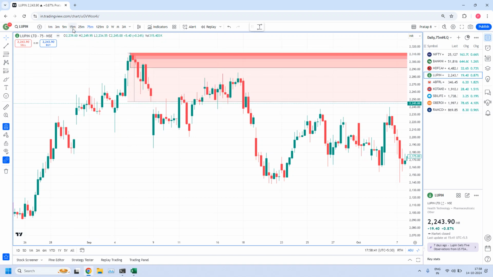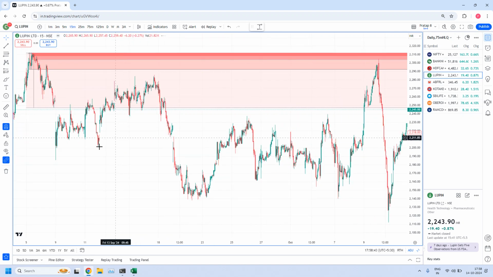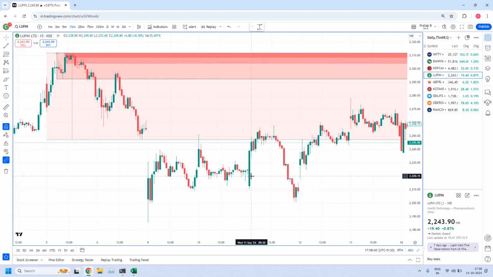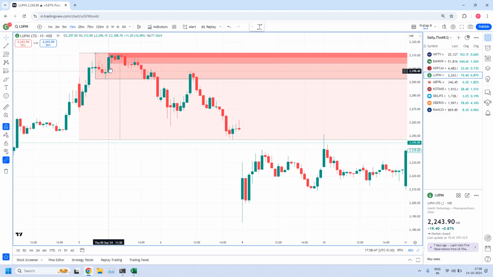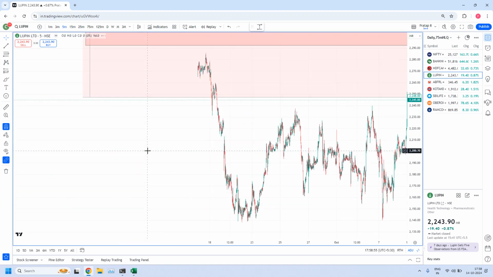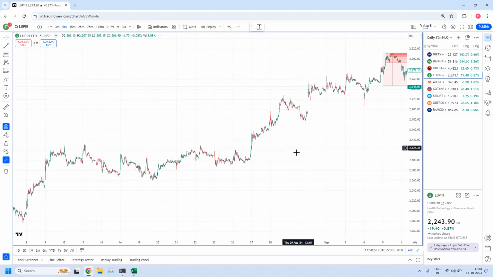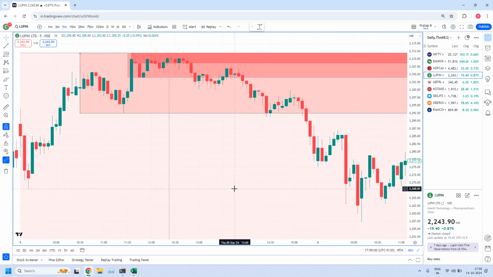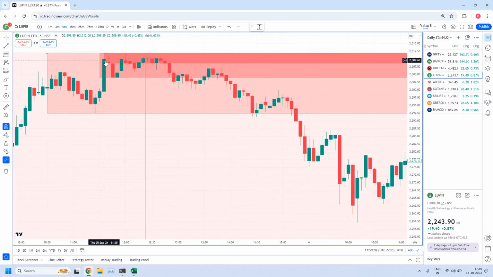Again within this area we have a fine tuned 15 minute zone. We have a rally, 1, 2, 3, 4 base candles and a drop candle. Within this area again you have a fine tuned 5 minute zone. We have a rally base drop. See, but this zone is tested. Multiple times it was tested.